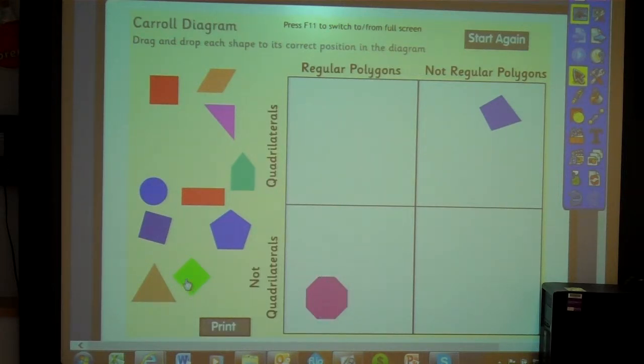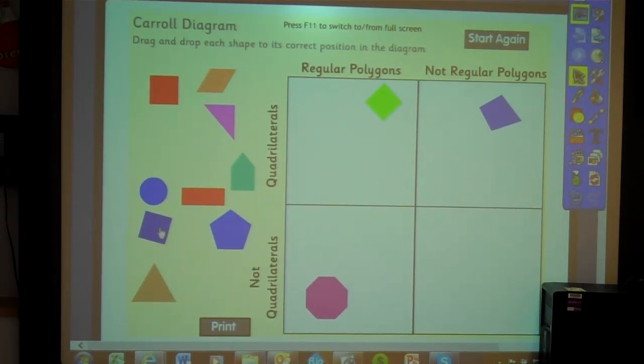So let's take this square. It's a quadrilateral, so I'm going here. And it's regular, so I'm going here. There we go. Now be careful when they give you squares that are laid on their sides that look like diamonds, because sometimes they don't look like squares when they're arranged like that, but you have to turn your head sideways to find that one out.